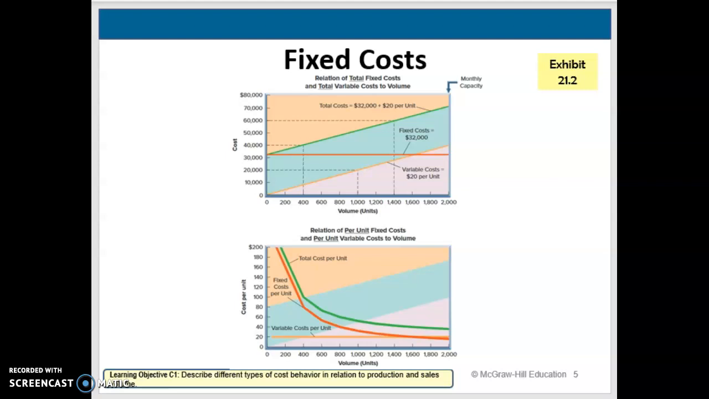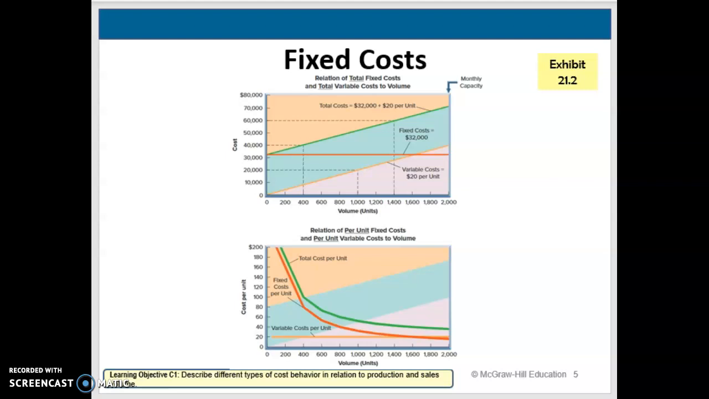In our graph here, we can see if 200 units are produced when monthly rent is $32,000, the average rent cost per unit would be $160. So that's $32,000 divided by those 200 units. When production increases to 1,000, the average rent cost per unit does decrease, but our overall rent is still that same $32,000. So that's what our top one shows, that their fixed costs remain the same no matter what.